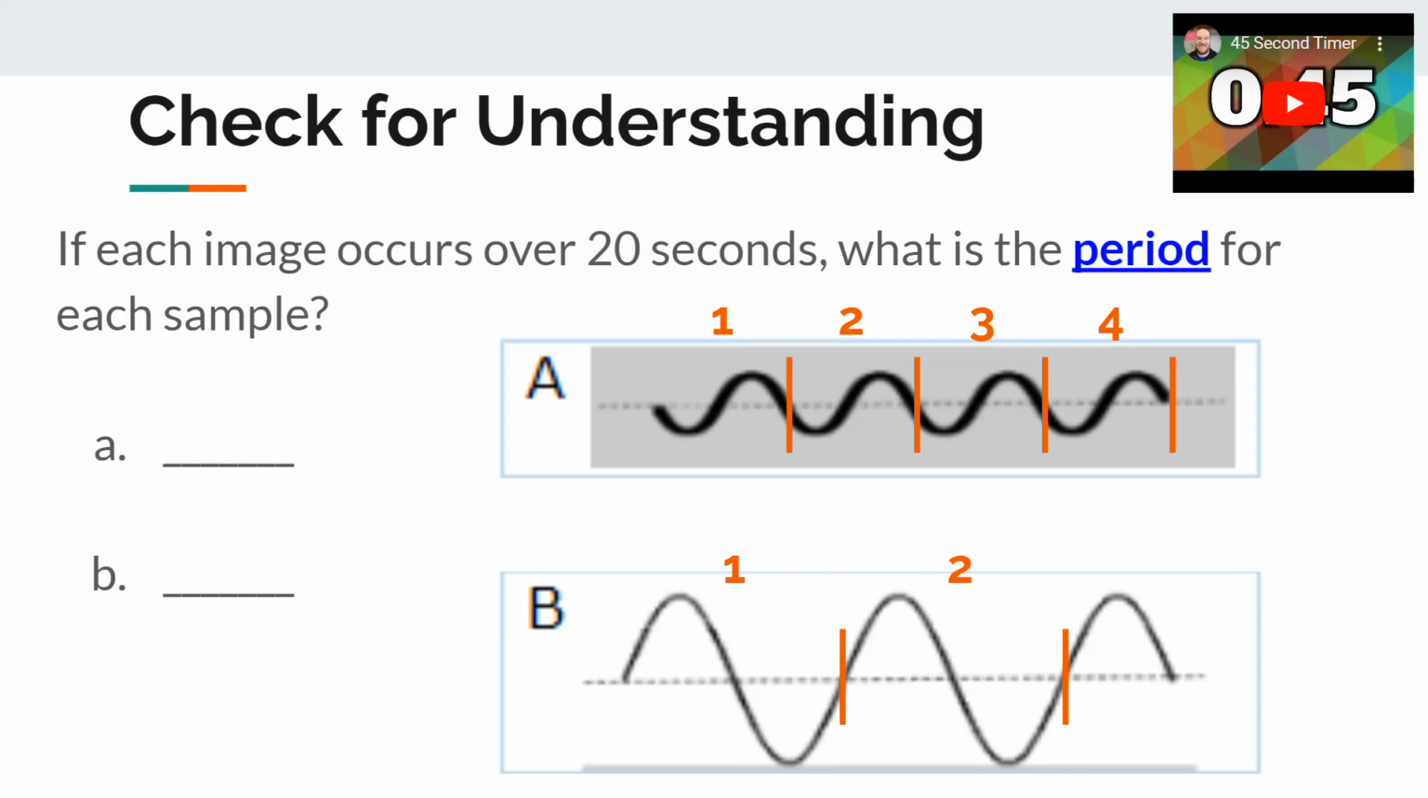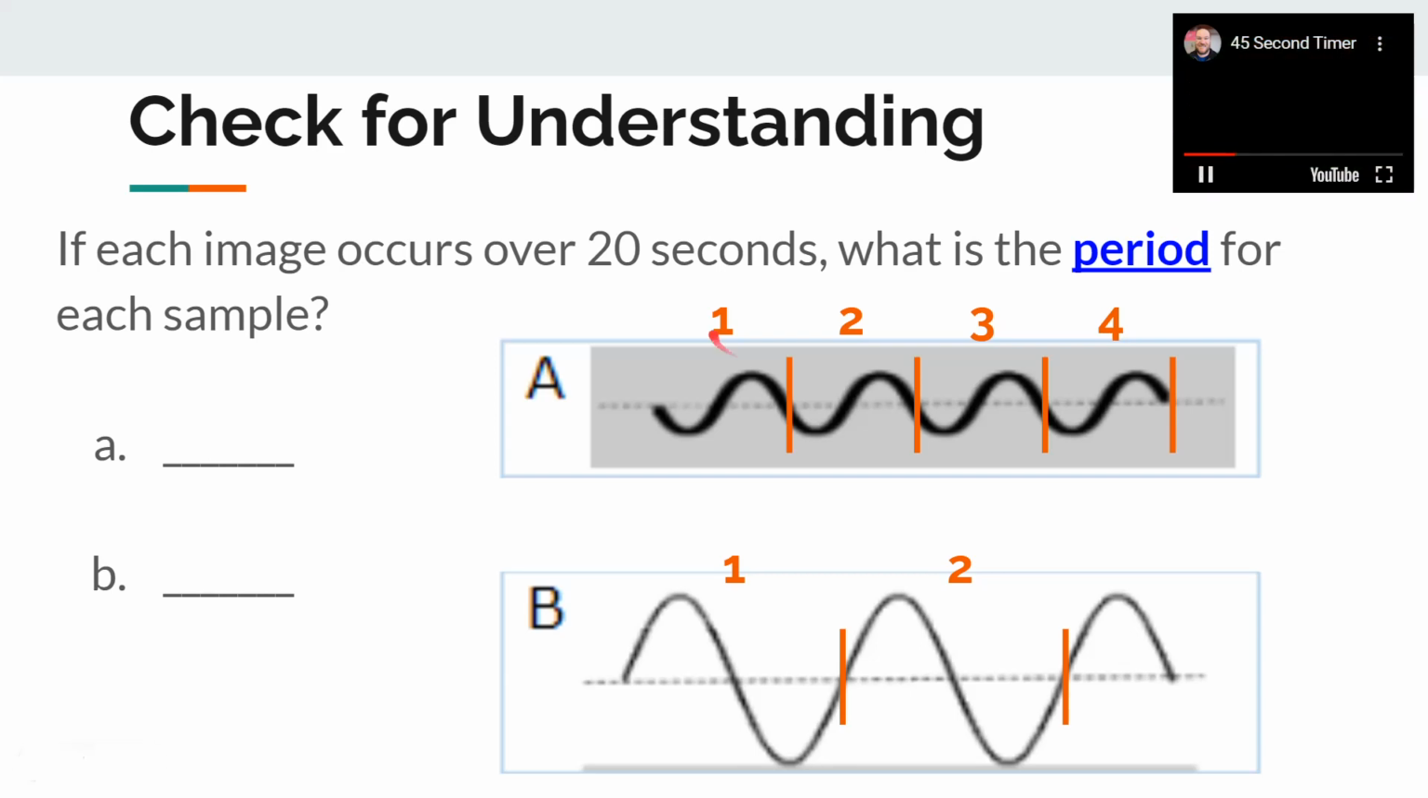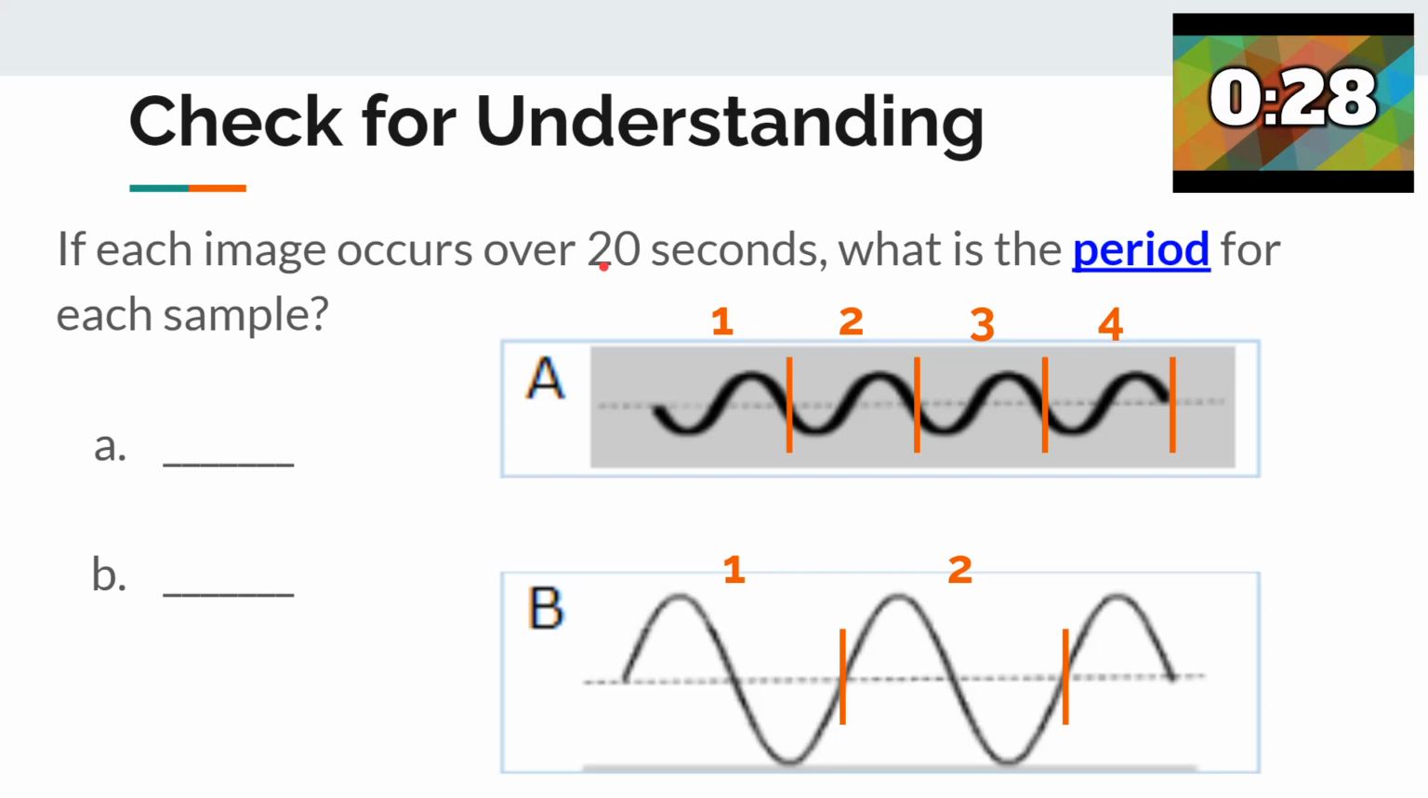Same pictures. It says, if each image occurs over 20 seconds, what is the period for each sample? So again, look back at your definition for period if you don't remember, but see if you can figure it out or talk to your neighbor if you're not sure. You have 29 seconds to discuss, and again, I'm going to call on some people, so make sure you have an answer, especially if you haven't been called on yet.